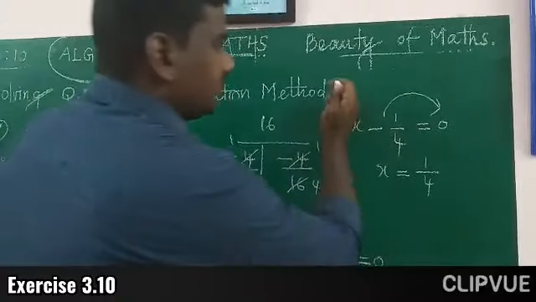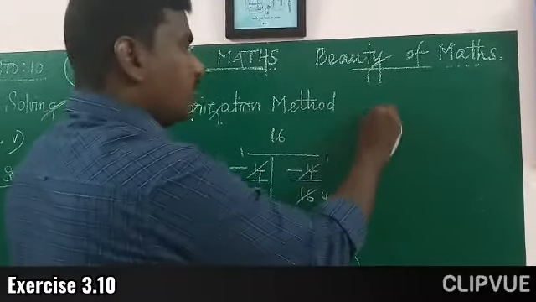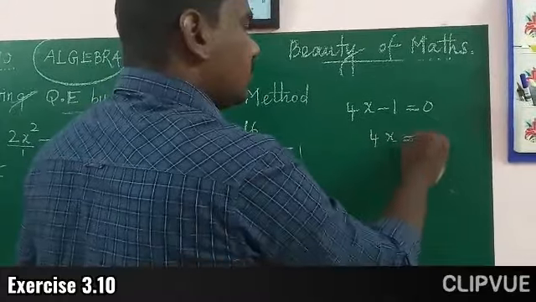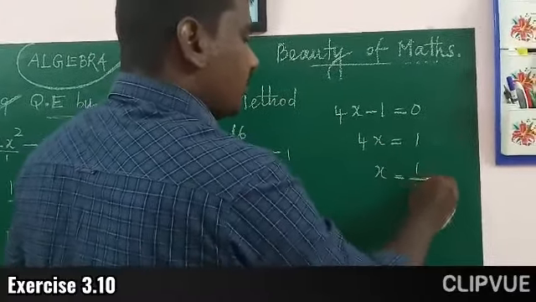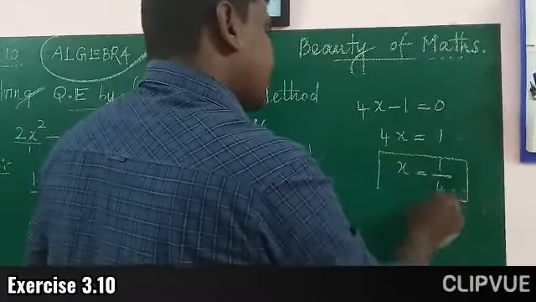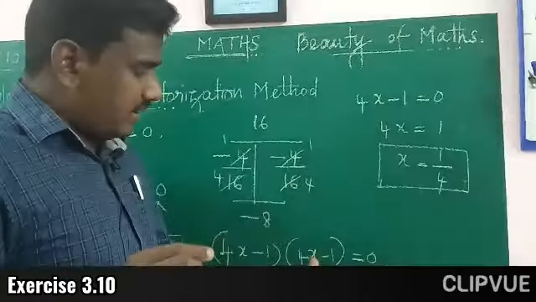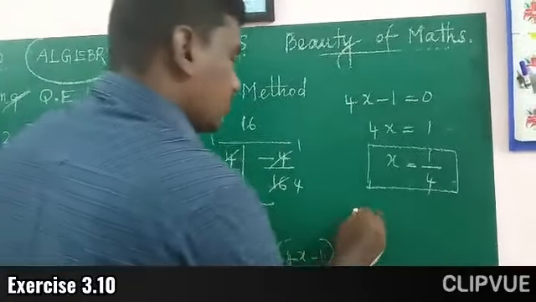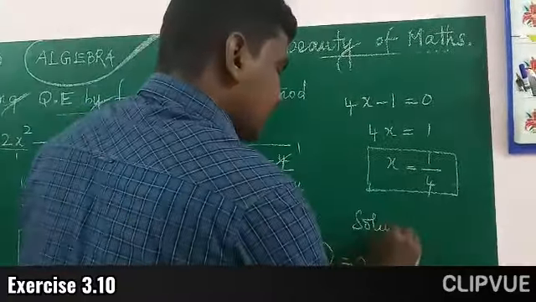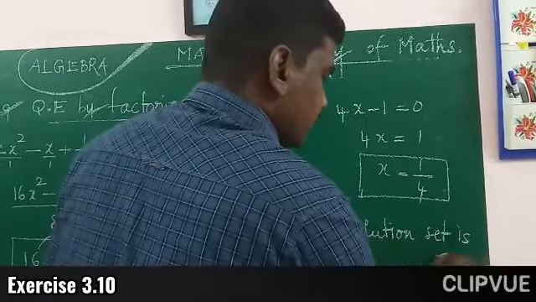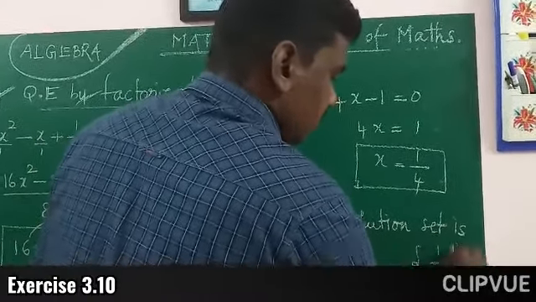So 4x minus 1 is equal to 0. 4x is equal to plus 1 and x is equal to 1 by 4. So the value of x is 1 by 4 and the other value is also 1 by 4. So the solution set is 1 by 4.